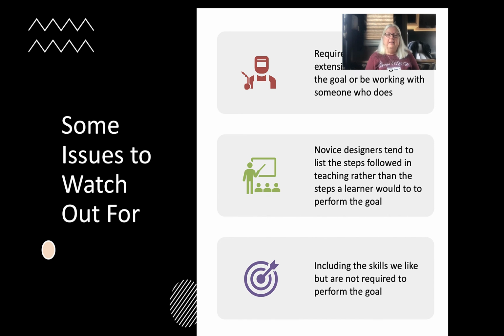Okay, then the third issue is sometimes we want to include skills we like but aren't really required to perform the goal. So this is just a matter of maybe being too close to it and going, oh, I really like this particular thing and I'm going to put that in there when it's really not necessary to the goal. So we have to be mindful and careful of our biases or our likes and dislikes and that sort of thing and our limitations.